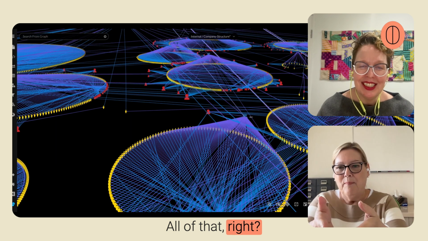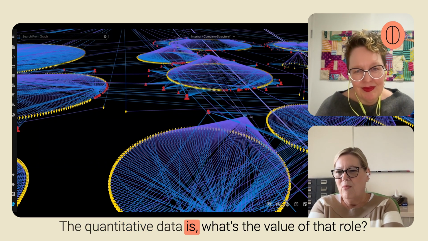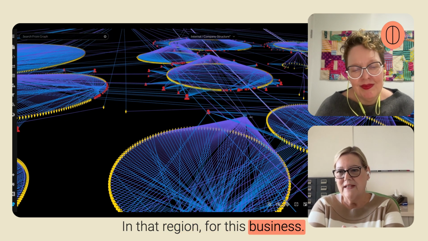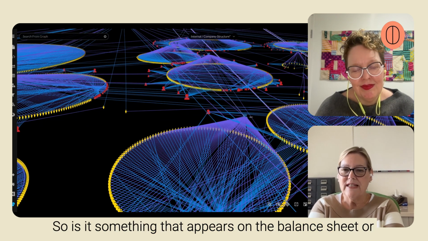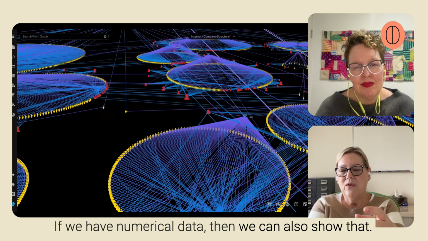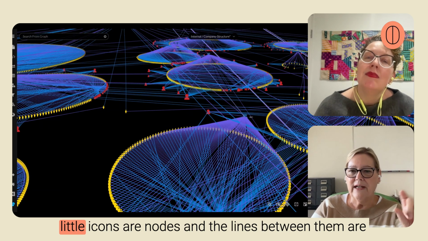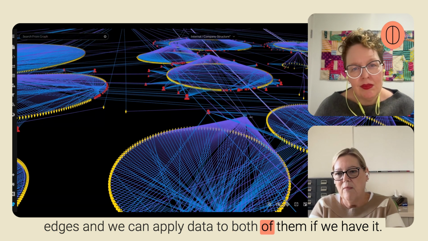All of that, right? The quantitative data is, how many have we got? Where are they? The qualitative data is, what's the value of that role in that region for this business? And is that a tangible value or an intangible value? So is it something that appears on the balance sheet, or is it something that adds to our organizational capability? If we have numerical data, then we can also show that. Because this is a graph model, the little icons are nodes and the lines between them are edges. And we can apply data to both of them if we have it.